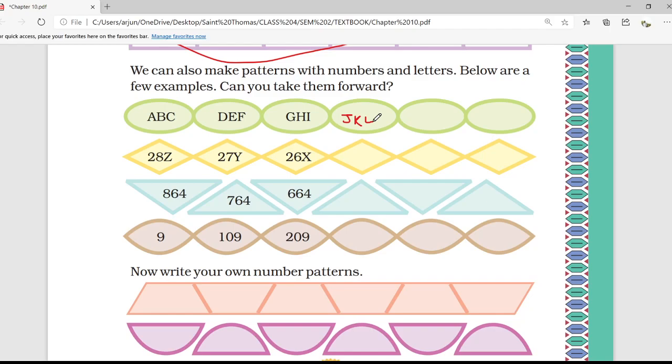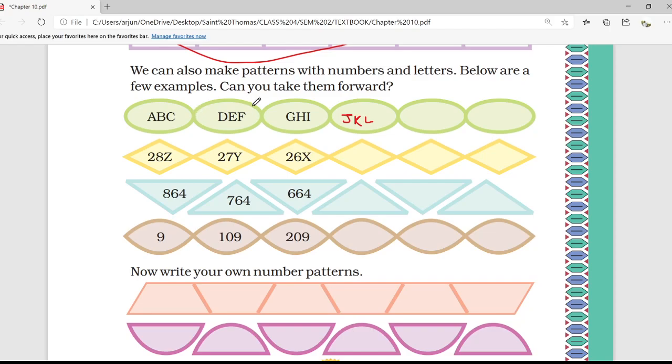We have to follow one pattern. In the first block 3 letters, then in the second block 3 letters, then in the third block 3 letters. So in all the circles 3 letters will be coming. Now if in the first block ABC is there, then moving further DEF.